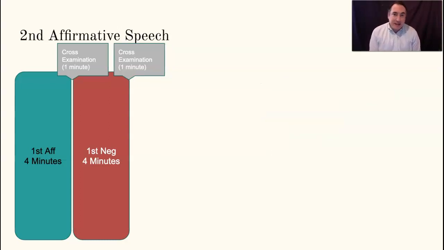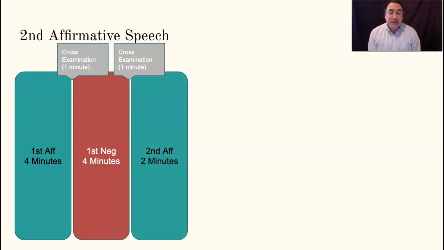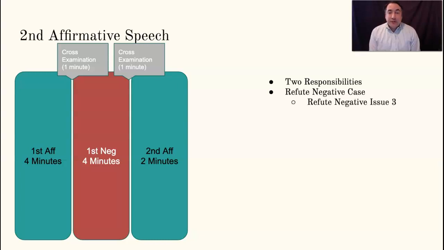All right, then we move into the second affirmative speech. It's kind of like a tennis match, right? Affirmative, negative, affirmative, negative. In the second affirmative speech, you now only have 2 minutes, right? So it's now into the rebuttals. You're no longer introducing any new arguments. You're simply refuting and rebuilding. You also have 2 responsibilities in the second affirmative speech. Your first is to refute the negative case. You're going to say, my opponent on negative issue 3 said this, but I say because, therefore, and try to convince your judge and your audience that your side is right.